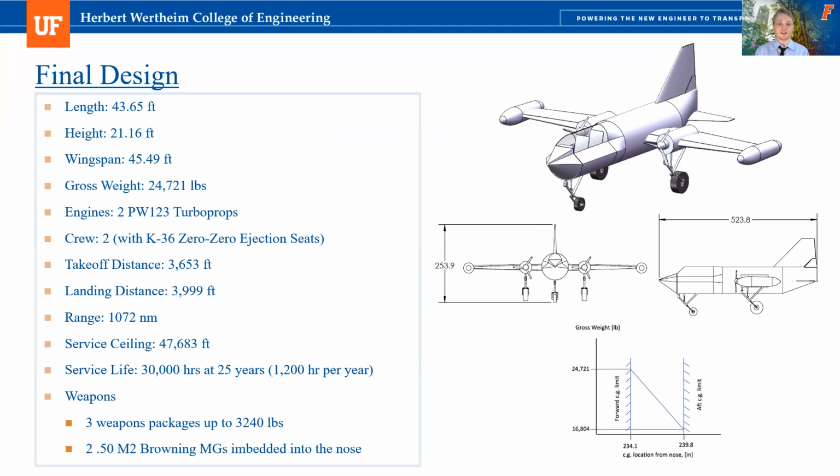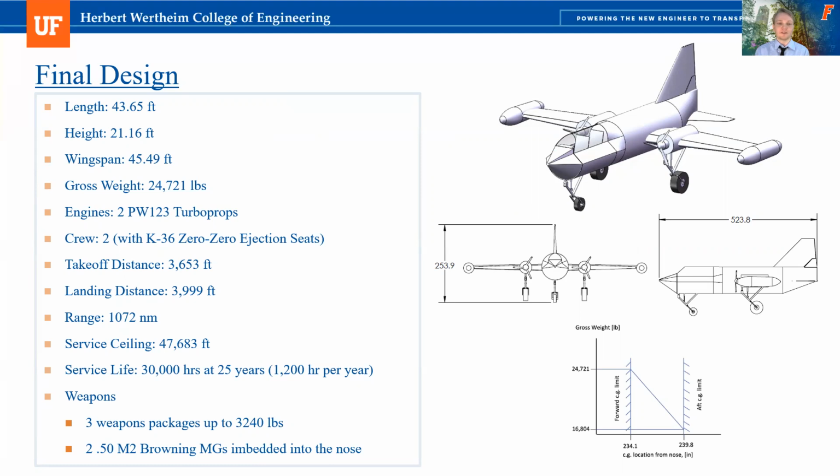The crew station is designed to carry two crew members, one pilot and one navigator, both equipped with K3600 ejection seats. Inside of the crew station, the pilot will be able to operate the aircraft using a state-of-the-art glass cockpit and a side stick joystick. The takeoff distance is 3,653 feet, while the landing distance is just under 4,000 feet without the use of reverse thrusters.